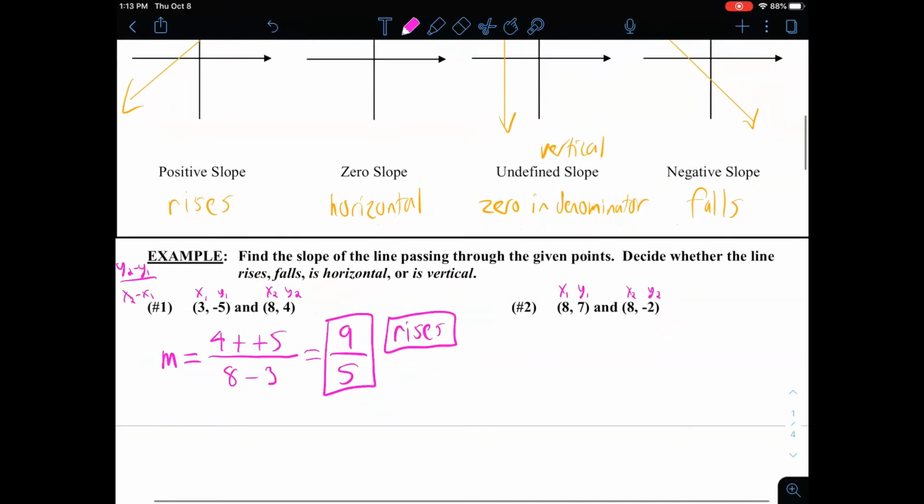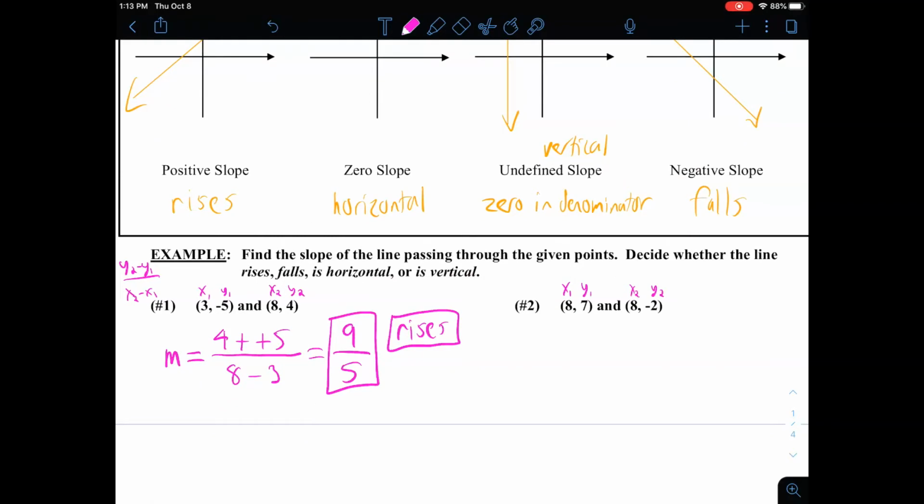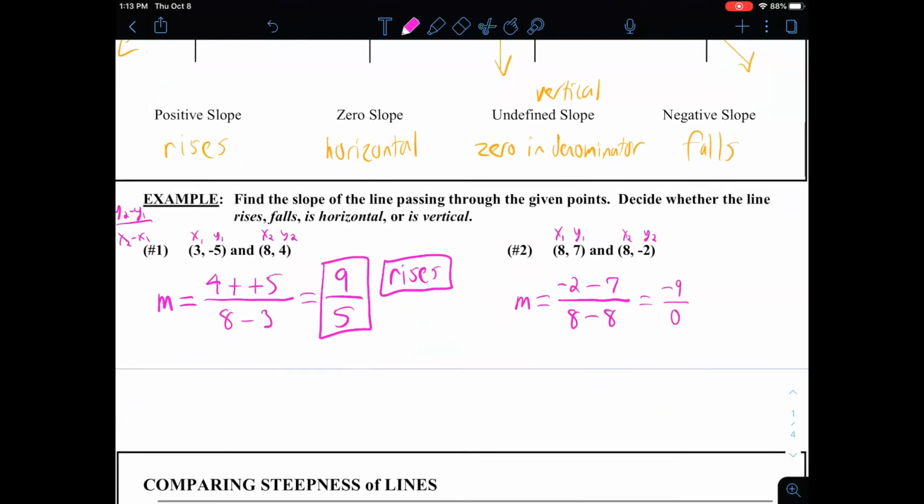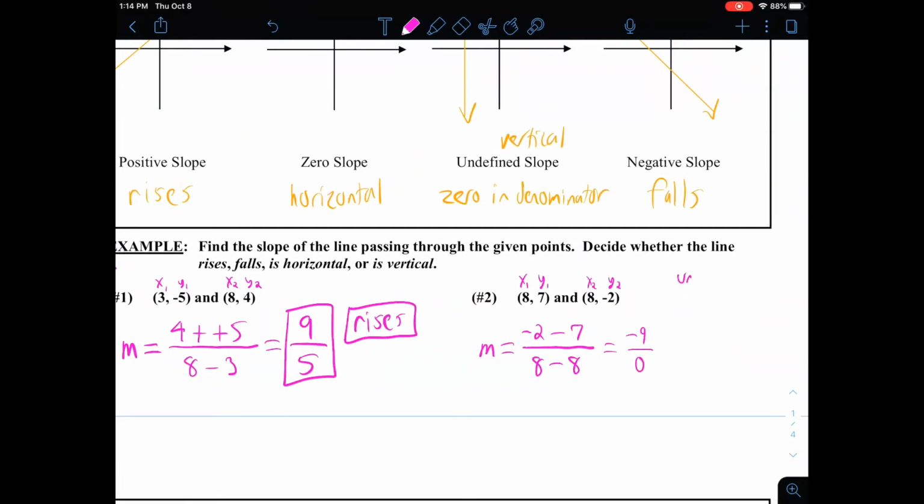Okay? Why don't you guys go ahead and try number 2 on your own and see if you can do it. All right, welcome back. M equals, we're going to do y2 minus y1. So we have y2 minus y1 is going to be negative 2 minus 7 all over 8 minus 8. Negative 2 minus 7 is negative 9. 8 minus 8 is 0. We have 0 in the denominator. Can we ever divide by 0 or no? No, this is going to be undefined. Undefined slope, and it's going to be a vertical line.